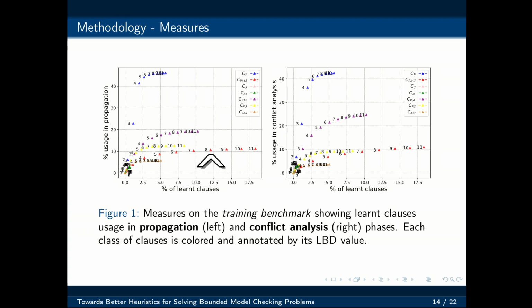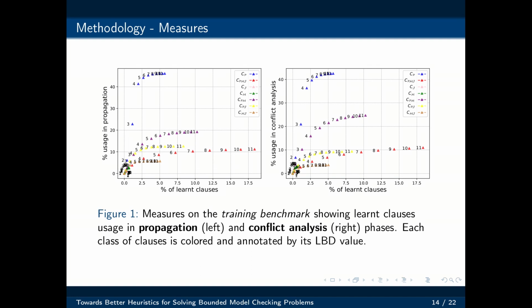So for example, if we take this red point, it represents all the clauses of class CPMG that are composed of variables from the 3 sets, property, model, and junction, and have an LBD value less than or equal to 8, and the usage rate of this class of clauses is a little more than 10% during propagation. So a first observation that we can see from this figure is that a large part of the used clauses are those related to the property, the blue dots.